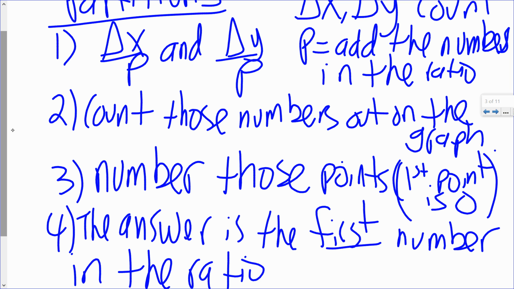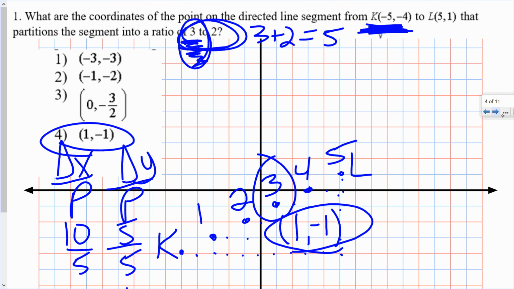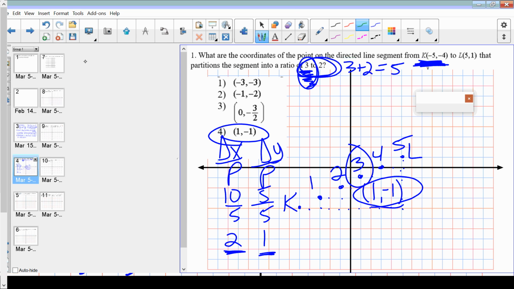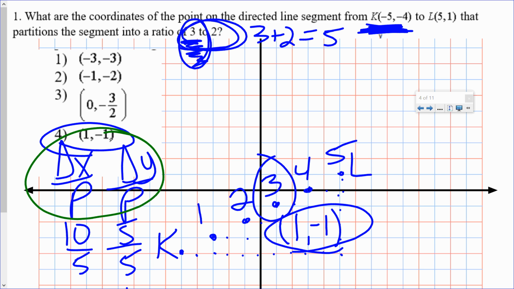I think it's good. So let's talk our way through this one question we just did one more time, and then we'll try the next one. So again, what did we do here? I started with delta x and delta y over p. To get delta x and delta y, I counted from one point to the other. That was 10. That was 5. That's where the 10 and the 5 come from.